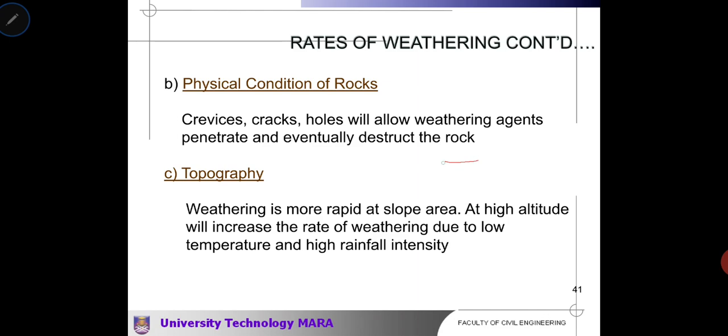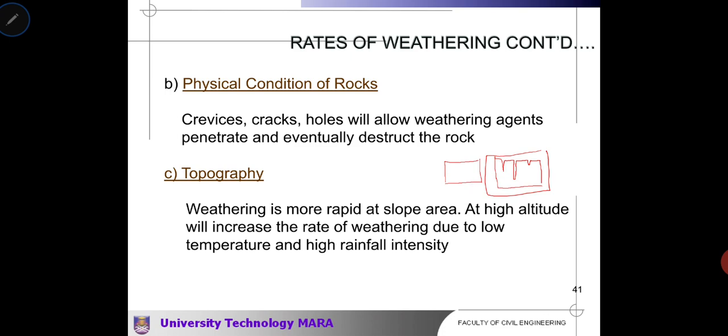If you expose this rock to the environment, this is 100% rock without any crevices and holes, and you compare it with this type of rock which has some holes, some crevices, and some cracks everywhere on the surface of the rock. So these are two different physical conditions of rock, and we know that this one will weather quicker compared to the other rock.